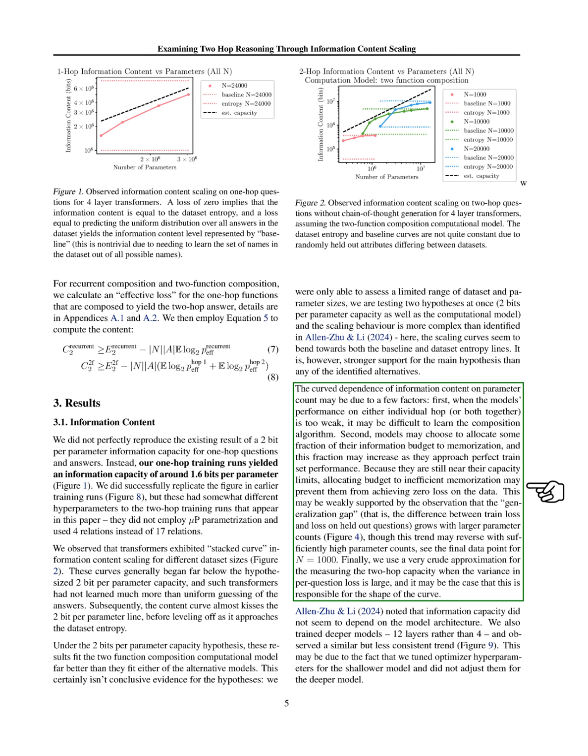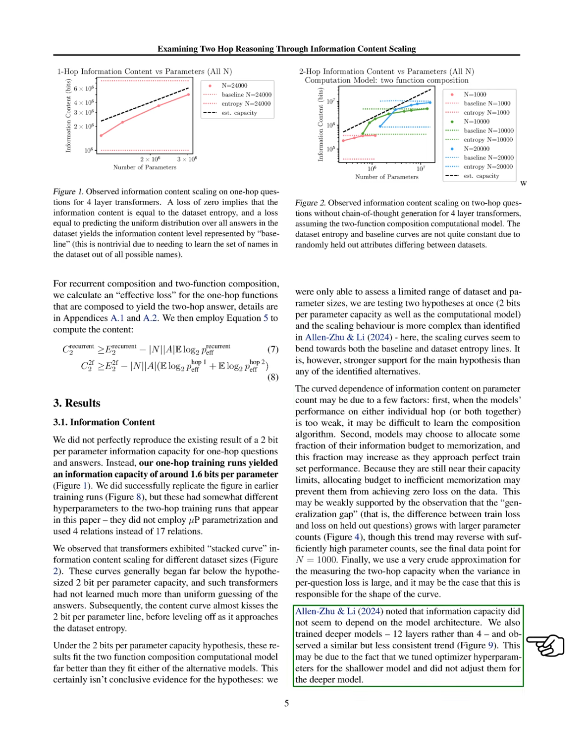Additionally, models might allocate some of their information budget to memorization, which could increase as they near perfect performance on the training set. This could explain the growing generalization gap with larger parameter counts, although this trend might reverse at very high counts. Lastly, our method for estimating two-hop capacity may be overly simplistic, potentially affecting the curve's shape. We also trained deeper models and observed a similar but less consistent trend, likely due to not adjusting optimizer hyperparameters for the deeper architecture.